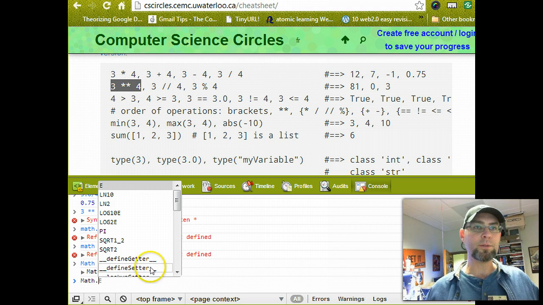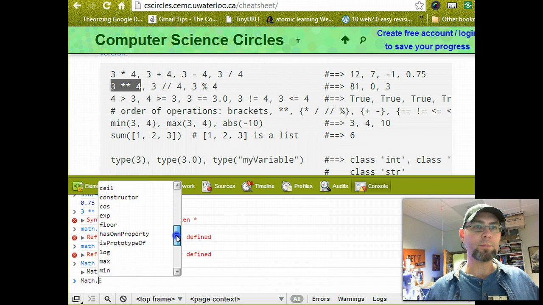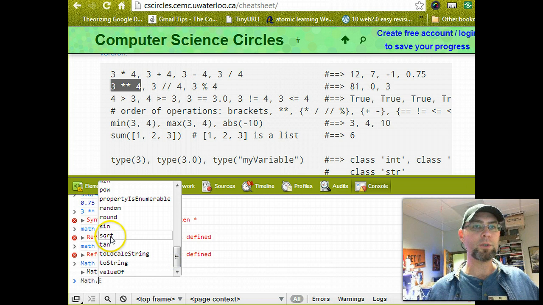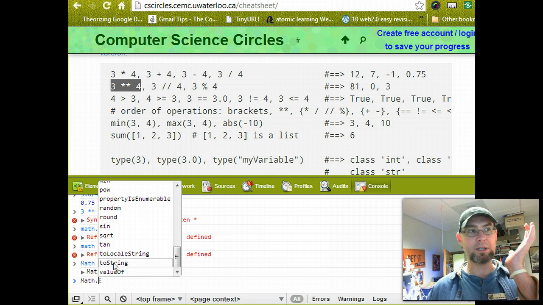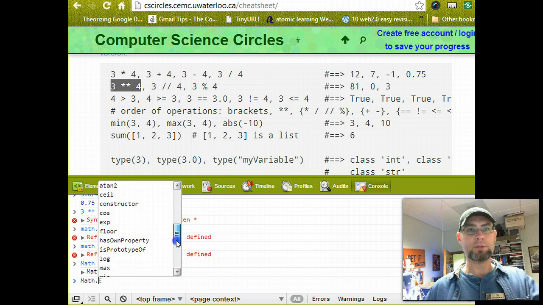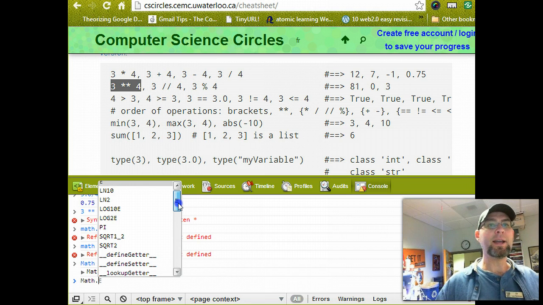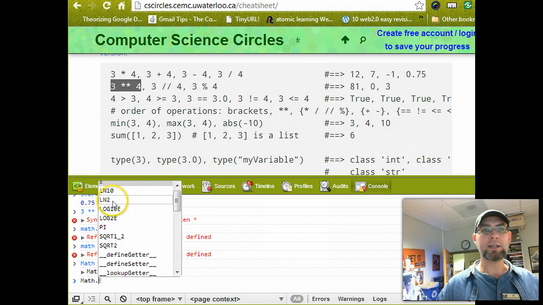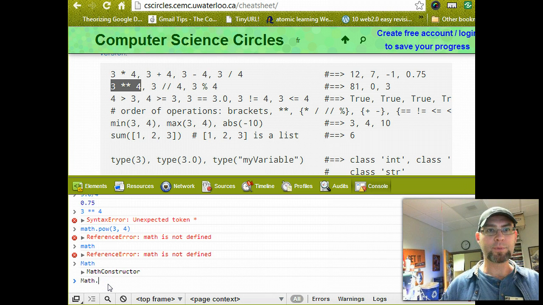It gives us all the different functions we can do with math, and includes square root, tangent, sine, round, random, valueOf, toString. Well, what is toString? I don't know, but I know it's there. Actually, I do know, but you might not know. And logarithms, and natural log, and pi. Well, what about pi? What happens if we type pi?